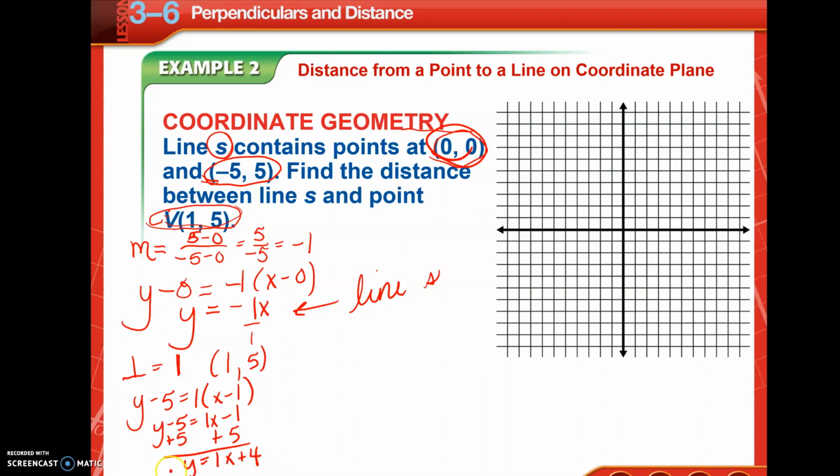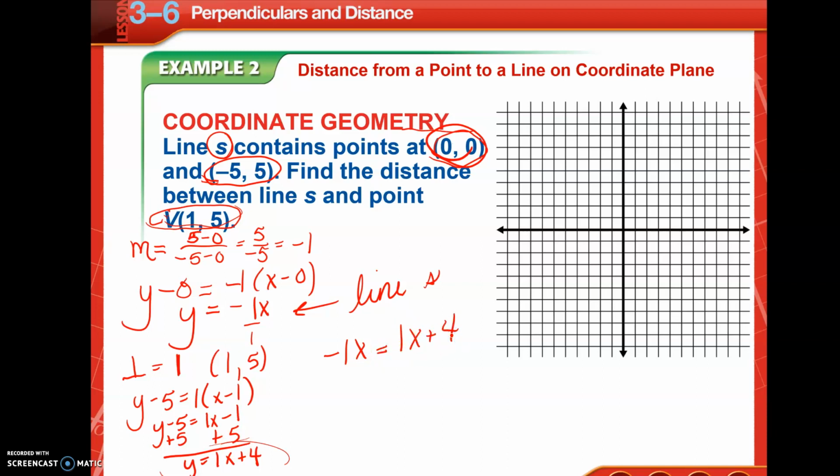So I have these two lines, and I need to find the distance between 2 points. I know this line goes through this point, and to know where this line here connects with line S, I'm going to put them equal to each other, because that's where they cross, where they're equal. So I'm going to put this negative 1x equal to 1x plus 4.